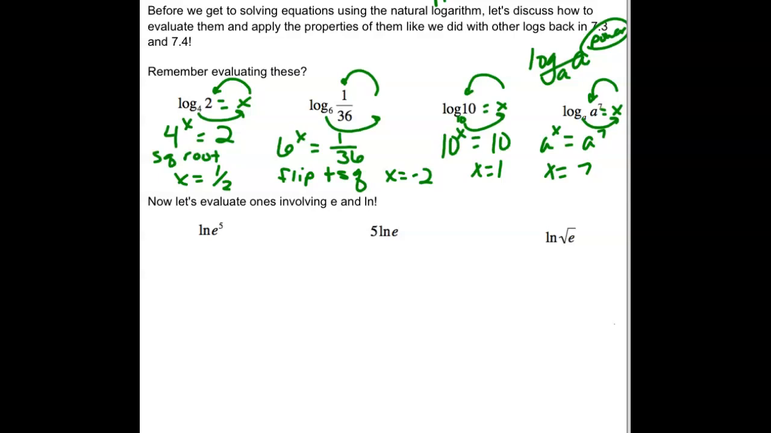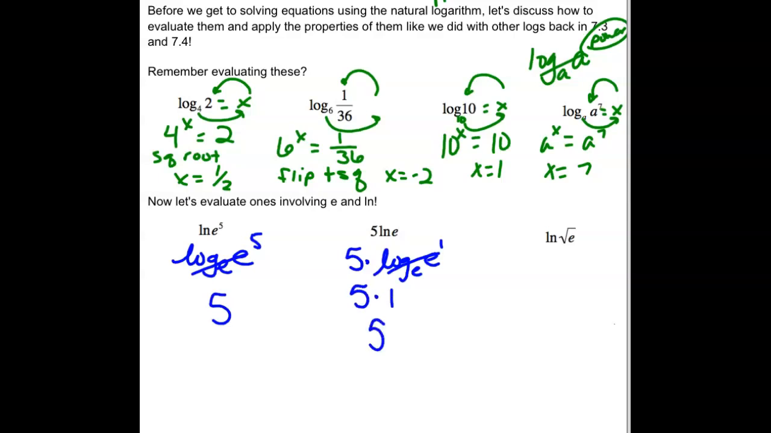So let's evaluate some that have an e instead. When you see natural log, in your mind you should be picturing log base e. We don't write it in there, it's just a shorter way of writing it, but that's what it means. Natural log of e to the 5th means we're looking at a base e. Since these bases match, our answer is just our power. For this one, we have 5 times log base e of e. Our power here is just a 1, our bases match, so this really turns into 5 times 1, which would just be 5.